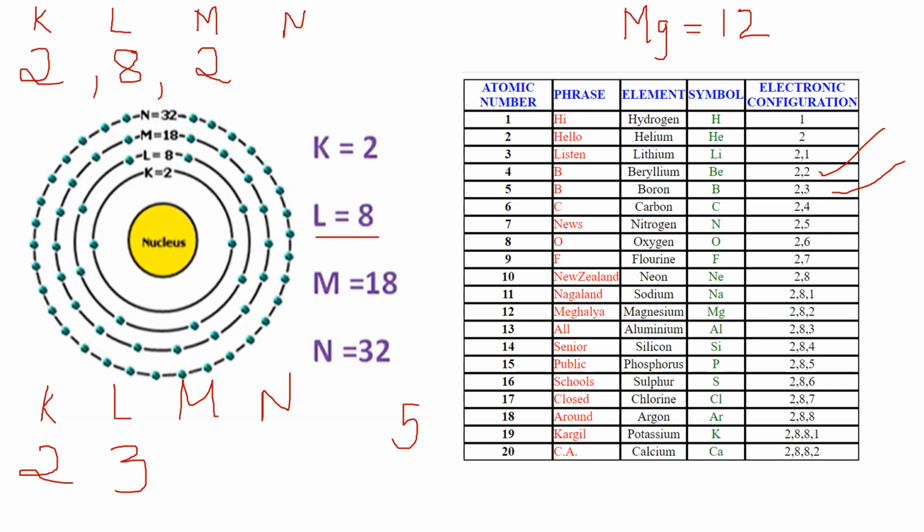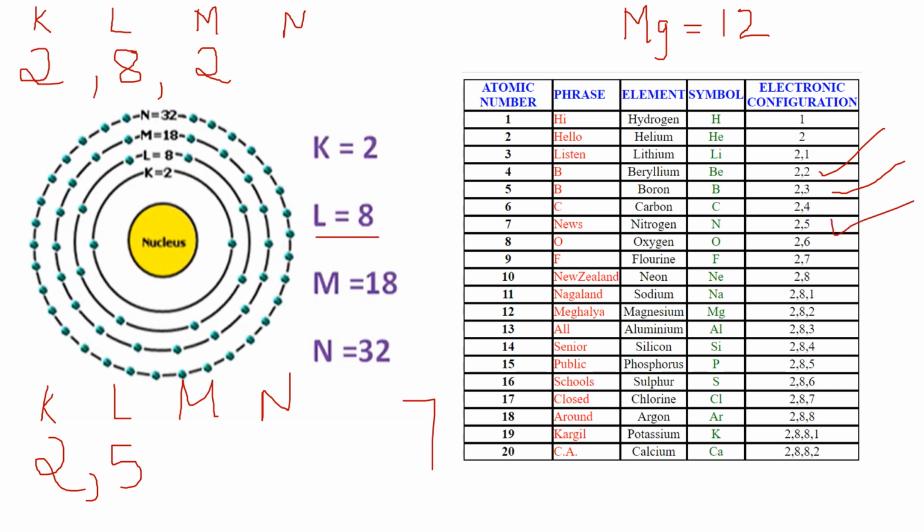Carbon we have looked at. Nitrogen. What is the atomic number of nitrogen? It is 7. A maximum of 2 electrons will be filled in the K shell. That is fixed. Then 7 minus 2 is how much? It is 5. Now what is the electronic configuration of nitrogen then? 2 comma 5.